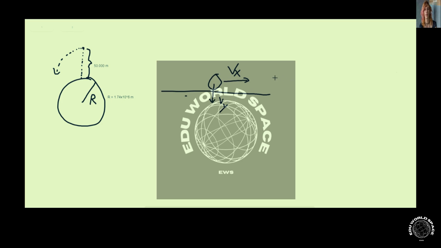Now we know that its total velocity is going to be related in this way. It's going to be the square root of vx squared plus vy squared. Pythagoras theorem, just trying to find what its total velocity is as it's about to crash, right? So we need to find two variables. We need to find v sub x and v sub y to figure out what this answer is.